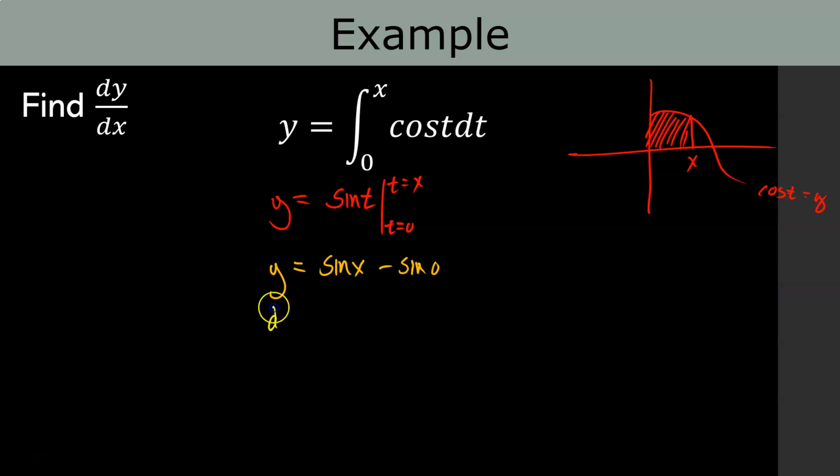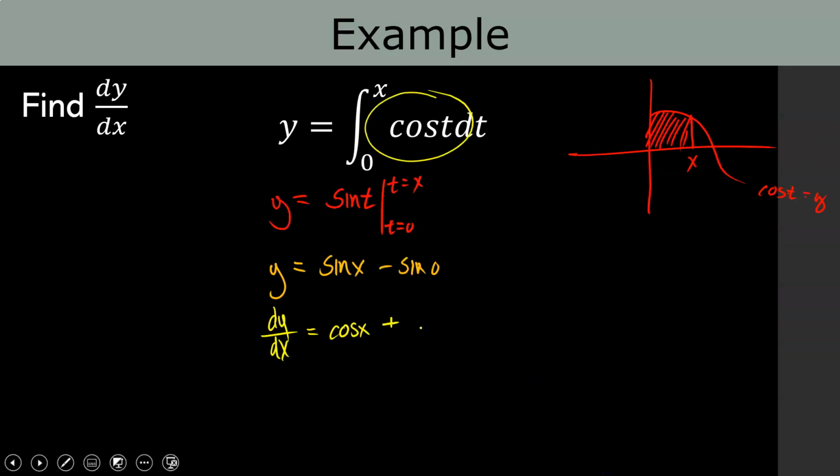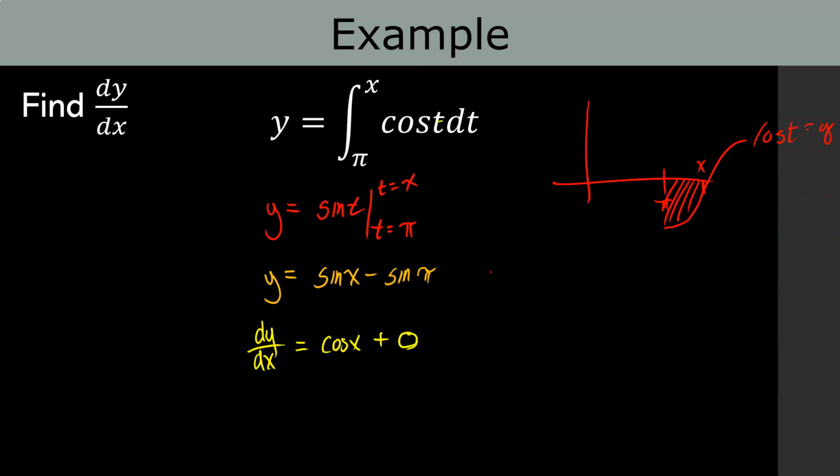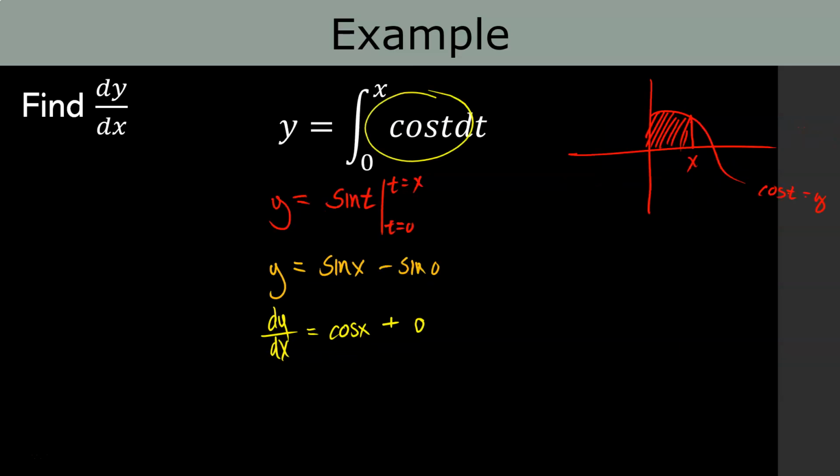And it's pretty easy to take derivatives again. The derivative of sine of x is cosine of x. Not shocking. We pretty much get what we start with, plus 0. But we get the exact same thing, which is a little bit weird. So the definite integral from 0 to x of cosine of t dt and the definite integral from pi to x of cosine of t dt both have the same derivative.